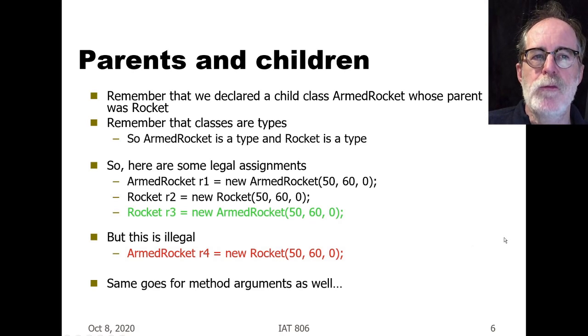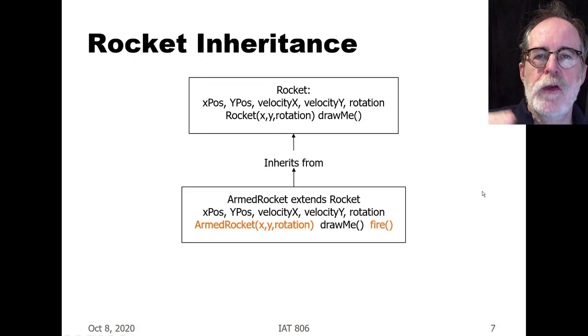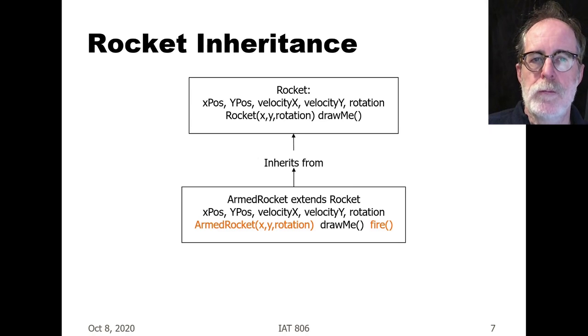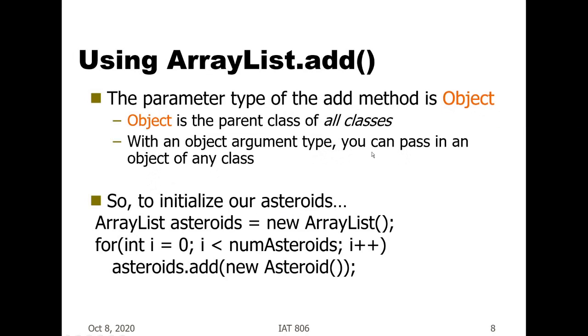Okay, let's move forward. This is illustrating both visually and in text the rules and regulations about what is going on. So let's move on to the next slide. The reason we're talking about this is that the parameter type of the add method for adding objects to the ArrayList is actually Object. Object is the parent class of all classes in Java.